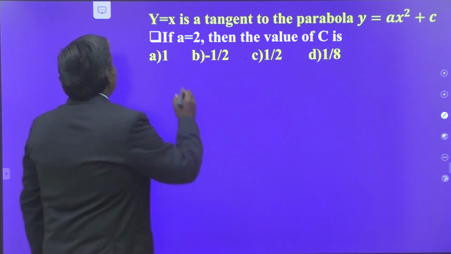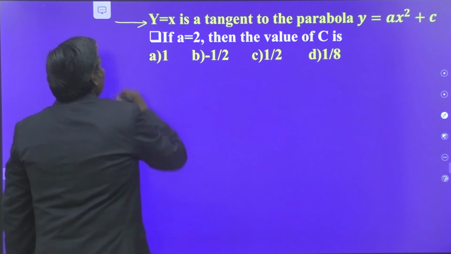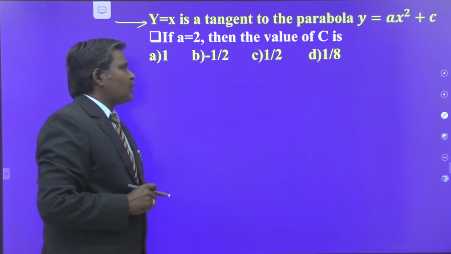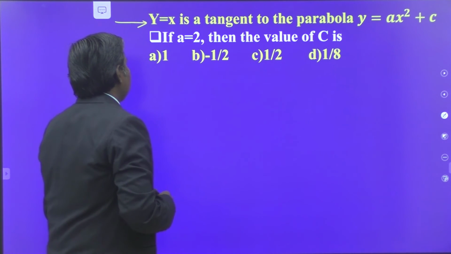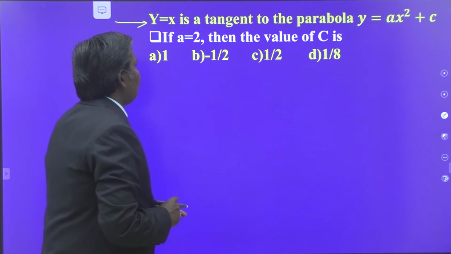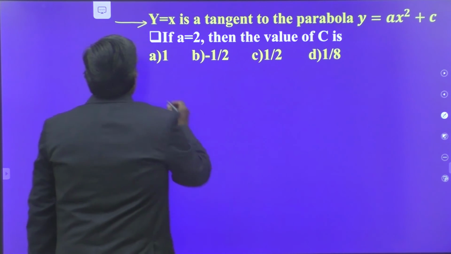Next paragraph, this is the paragraph. The line y equal to x is tangent to the parabola y is equal to ax square plus c. If a is equal to 2, then the value of c is what? This is the first question.